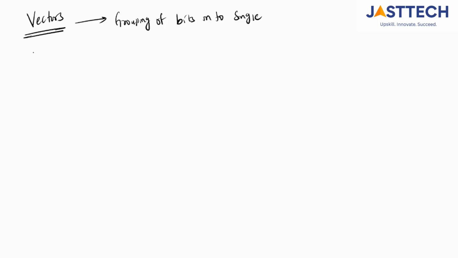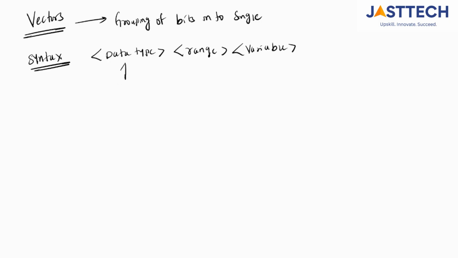So what is the syntax for this vector? The syntax is data type, range, and variable. The data type can be a reg data type or a net data type, that is, wire.